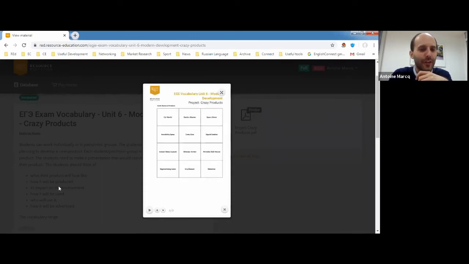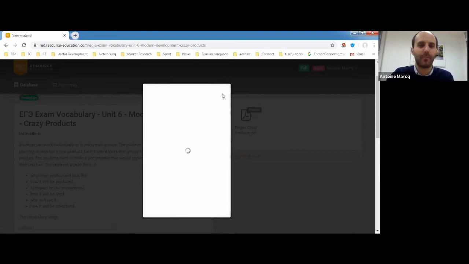And the students are going to, you see in the instructions, think of what their product will look like, how it will be produced, the impact on the environment. You can include that or not, that depends on you. But there are a lot of exams that put a lot of stress on that nowadays. So it's very good for students to think here of the impact of their new crazy product on the environment, how it will be used, who will use it, and how it will be advertised.